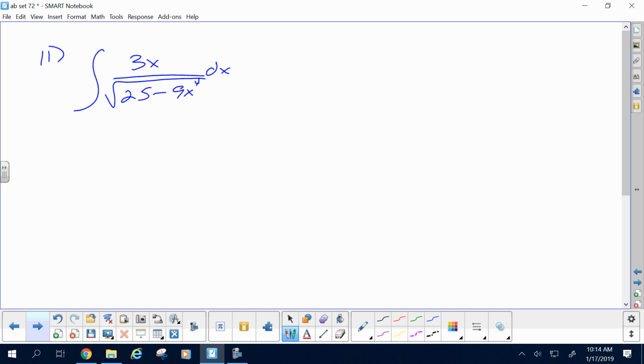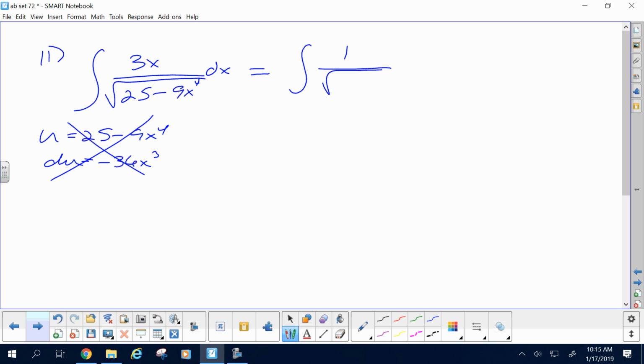First thing I think of when I see that is u-substitution, because maybe, but I think you'll agree that if you make u 25 minus 9x to the fourth, the du is not x to the first power, it's x cubed. So that was a good hypothesis, but it doesn't come out. What is this like? It's arcsine with a u-substitution, right? So I would have in my mind, can I make it like this?